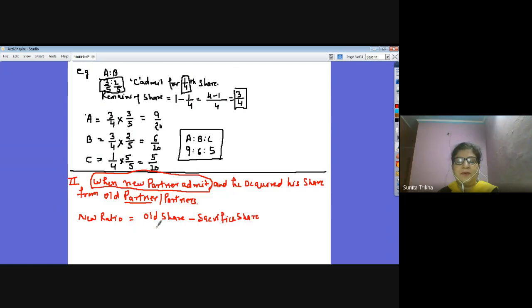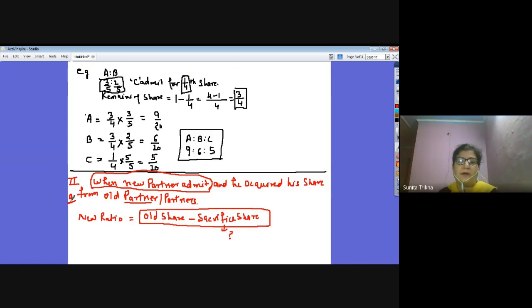When you subtract sacrifice shares from the old shares, you get the new profit sharing ratio of old partners. It means old shares will be given in the questions. Now you need the sacrifice shares. Maybe sacrifice shares will be given in the questions or maybe not given. So you will read the questions and find out whether sacrifice share is given or not.